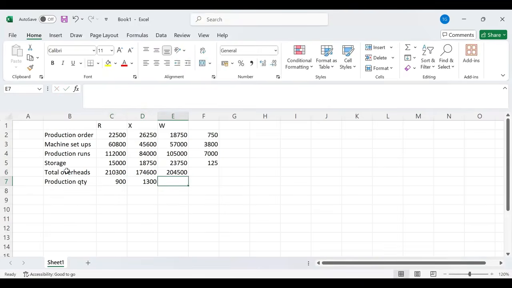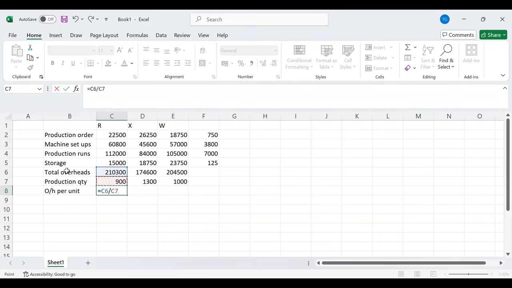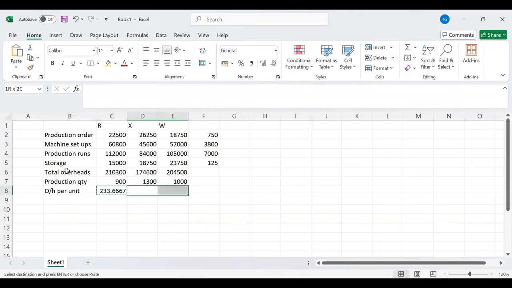Sorry, 1300 and 1000. So this is my production quantity. Now I can find out my overheads per unit. If I know the total and I know the number of units, I can simply find out per unit by dividing by the number of units. So this is the per unit overhead cost of each product.